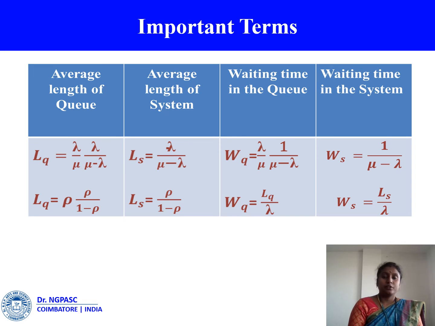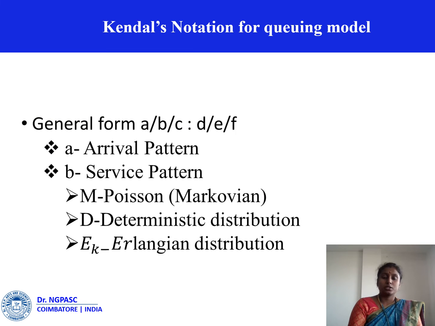Next, some important formulas are given below. First, the average length of the queue, denoted by LQ, equals rho into rho divided by 1 minus rho. Next, the average length of the system, LS, equals rho divided by 1 minus rho. And next, the waiting time in the queue, WQ, equals LQ divided by lambda, and the waiting time in the system, WS, equals LS divided by lambda.